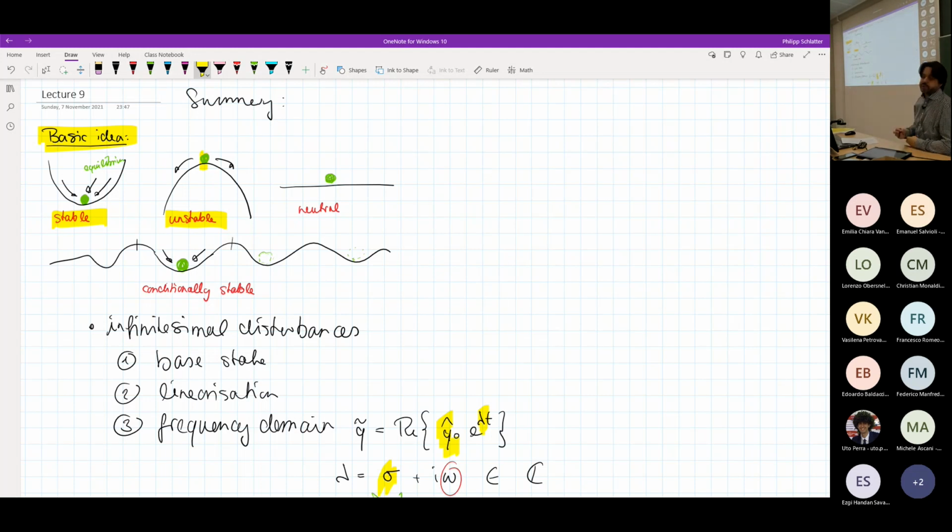Unfortunately, maybe the most common state of a fluid flow is a little bit more complicated. That would be this conditionally stable situation. I'm drawing here, but it doesn't change anything.